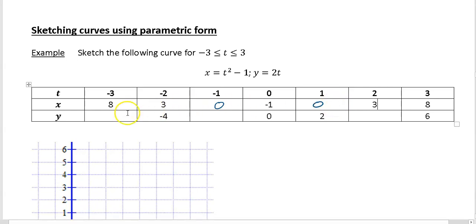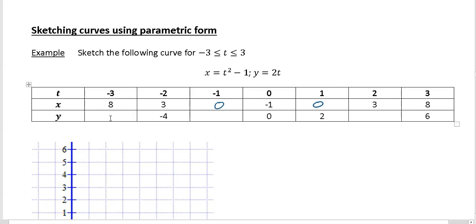So just have a look at a couple of these. Look at the first two, how they got them. This was when t was equal to minus 3. Minus 3 squared was 9, take away 1 gives you 8. t is equal to minus 2: minus 2 squared is 4, take away 1 gives you 3. Okay, the next row is our y row.